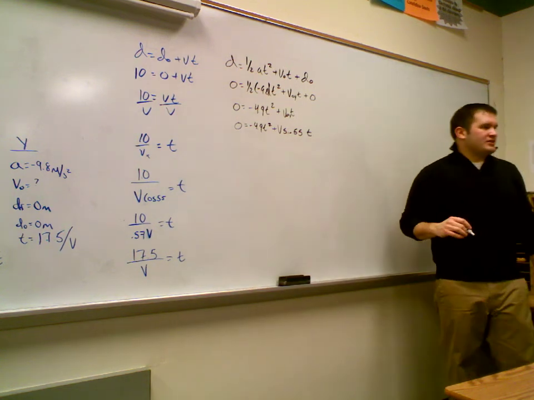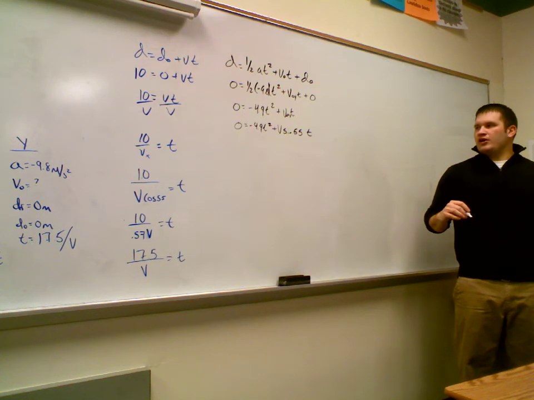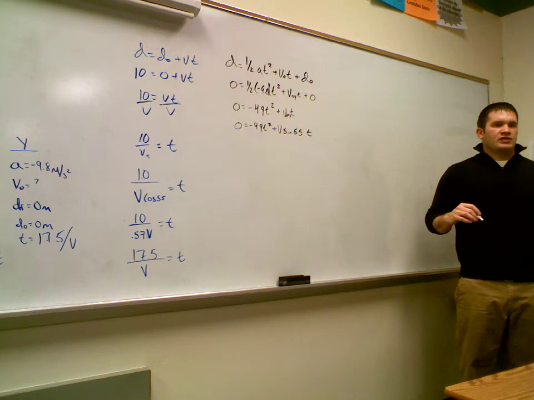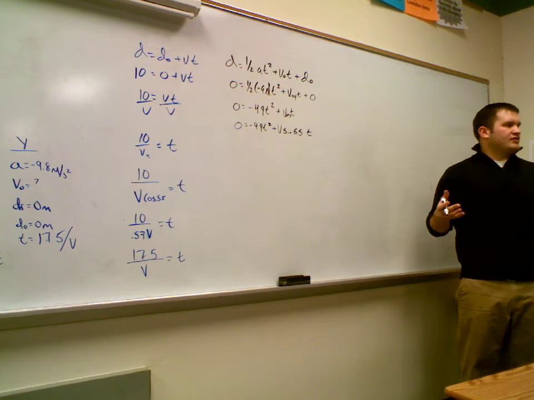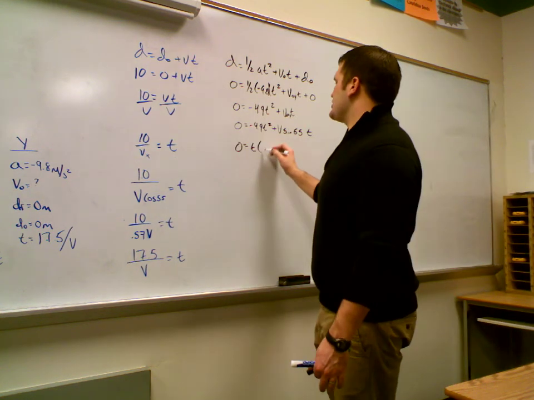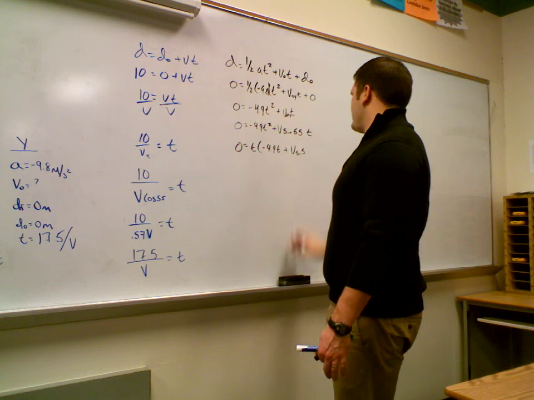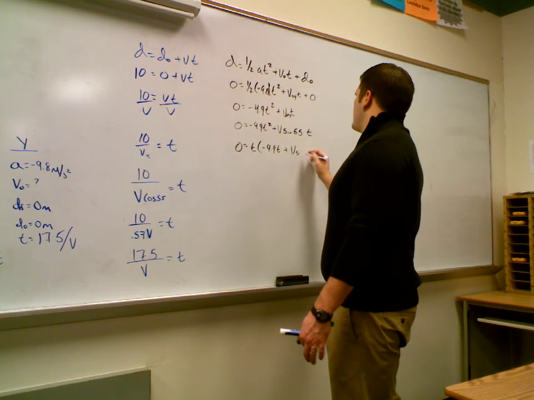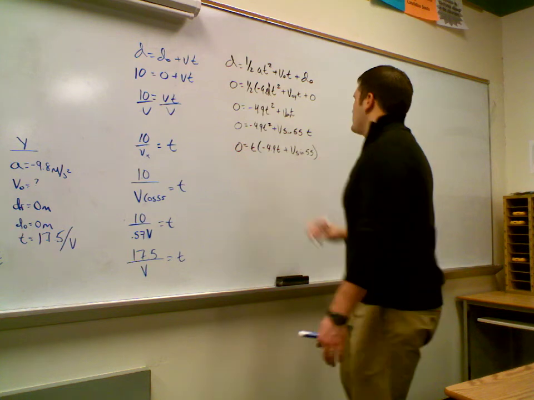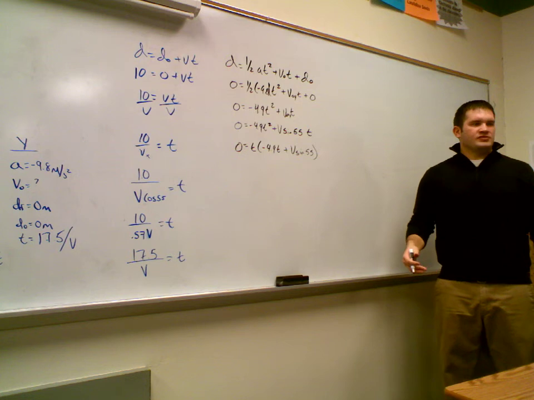Now some of you might see something that's in both components here. T. I can take a t out, can't I? So I can factor a t out and wind up with this: t times negative 4.9 t plus v sine 55. Is there any other way I can simplify this?